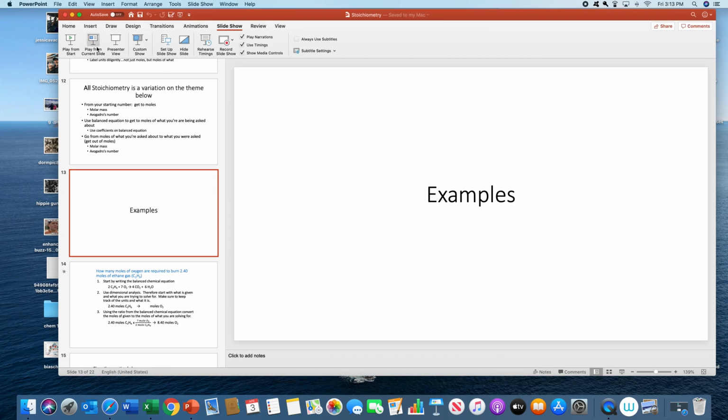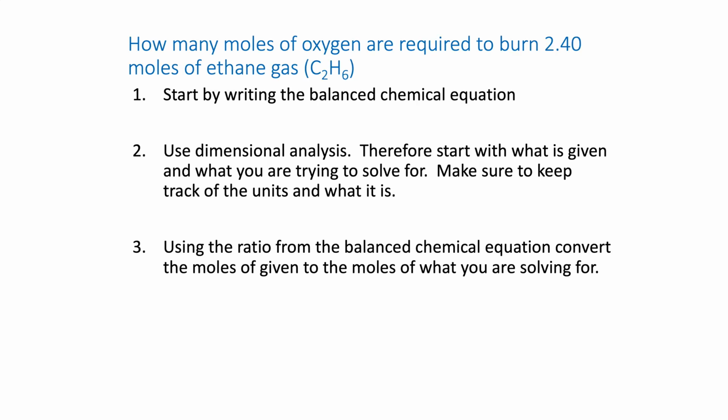This is the second half of the stoichiometry slides. So we've gone through in general how stoichiometry works, that one way or another you're going to get to moles, and then you're going to use the balanced equation to get to moles of something else, and then you're going to get out of moles. So if we're going to do a problem, this is a good example.